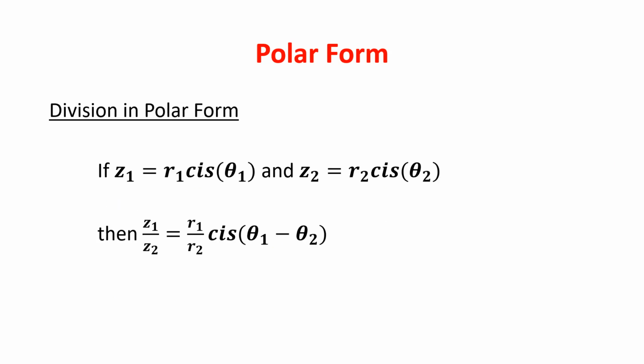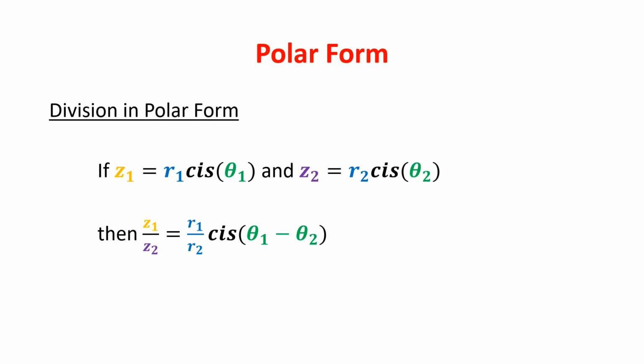Right, what about dividing in polar form? So if we have a first complex number that's got a modulus of R1 and an argument of θ1, and our second complex number has got a modulus of R2 and an argument of θ2, when we divide complex numbers, we divide the two moduli, R1 divided by R2, we write down cis, and then we subtract the two arguments, θ1 take away θ2.